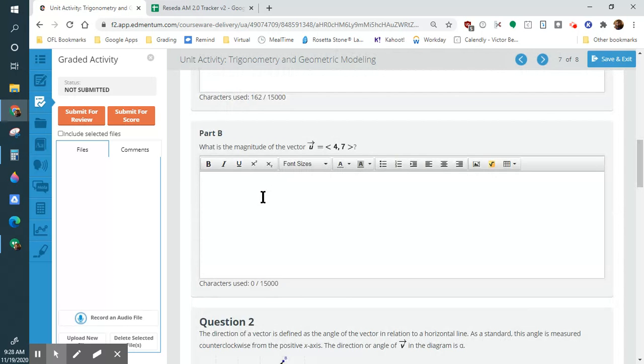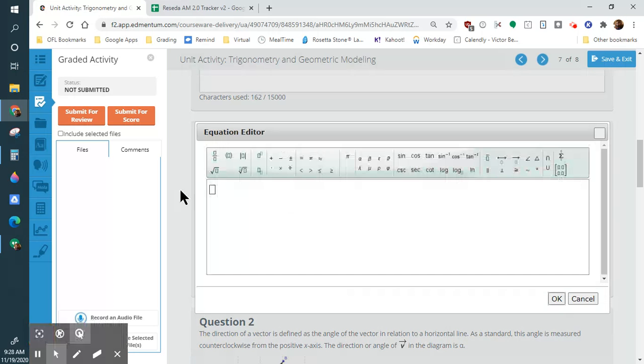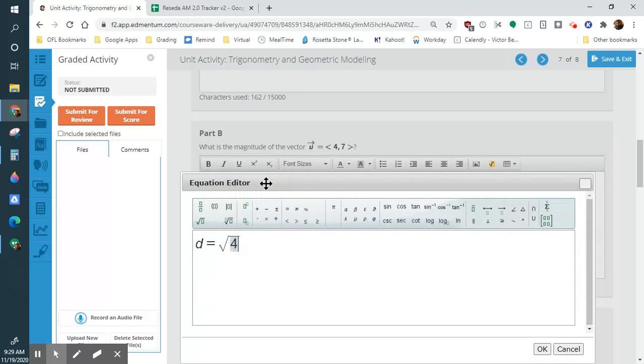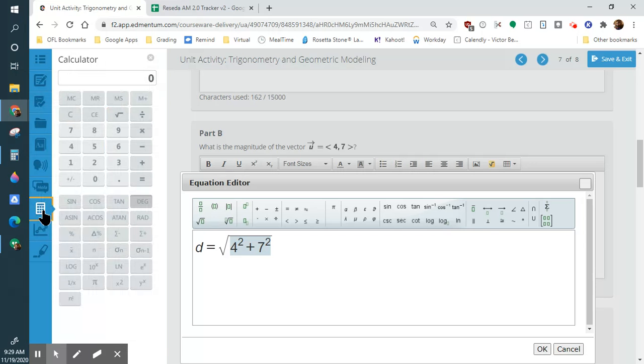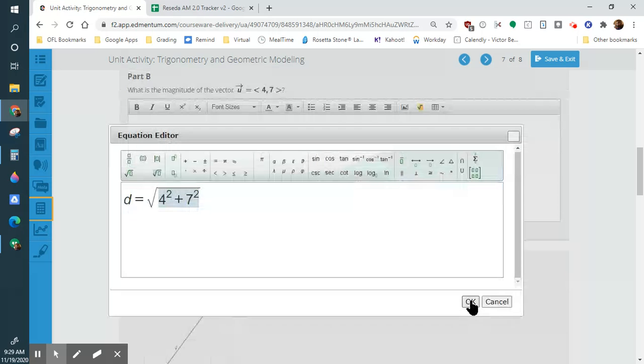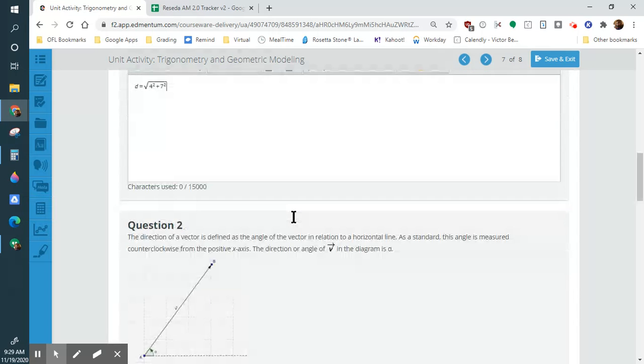And we're going to do the same thing for part B. I'm not going to solve this because I want you guys to solve some of it on your own. So d equals the square root of 4 squared plus 7 squared. And you can use a calculator if you need it. There's actually a calculator tool right here. Or you can use Desmos if you want to solve it that way. But that's all you're doing for this one.